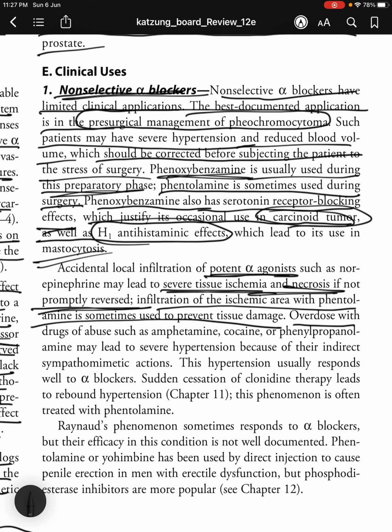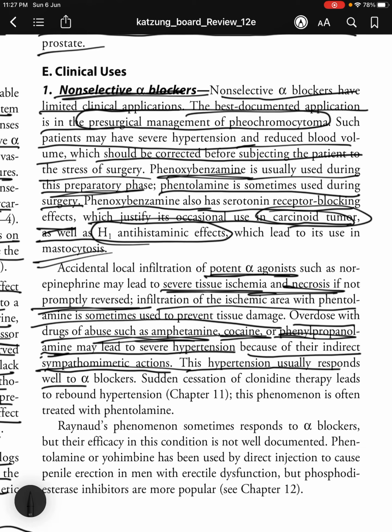Okay. So overdose with drugs of abuse such as amphetamine, cocaine, or phenylpropanolamine may lead to severe hypertension because of their indirect sympathomimetic actions. So cocaine, amphetamine, all of these have indirect sympathomimetic actions. Amphetamine, if you remember, was a releaser, and cocaine increased its effect by decreasing reuptake. So this hypertension usually responds well to alpha blockers. Cocaine, you remember NET and that, right?